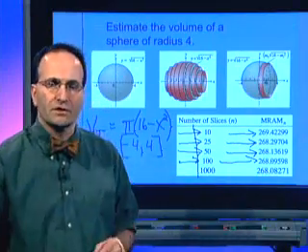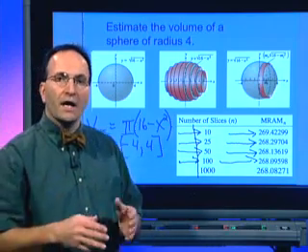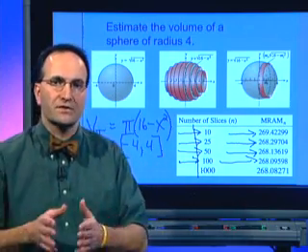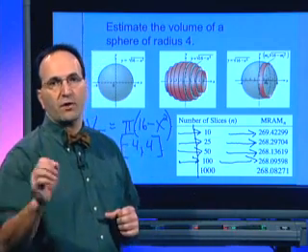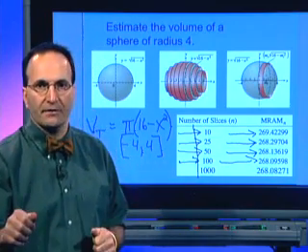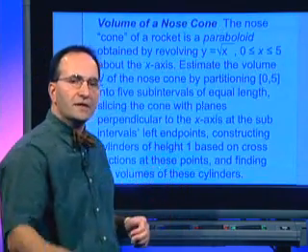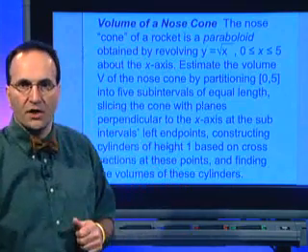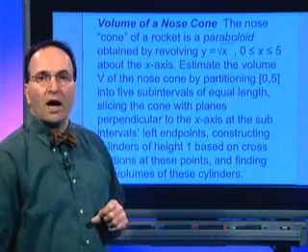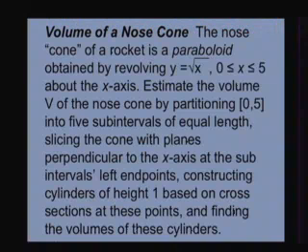And that's something we'll return to later on, where when we increase the number of slices, the number of subintervals, how the approximation gets more accurate. Well, now it's time for you to try a problem. And the problem I have for you is this. Volume of a nose cone. The nose cone of a rocket is a paraboloid obtained by revolving y equals the square root of x from 0 to 5 inclusive about the x-axis.